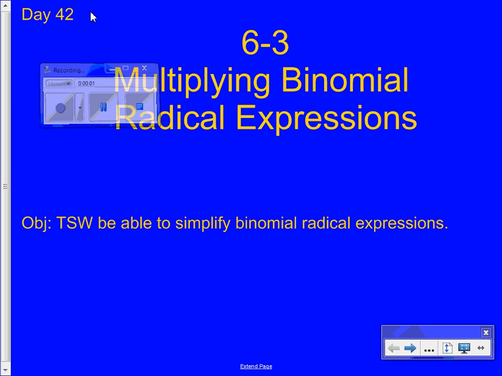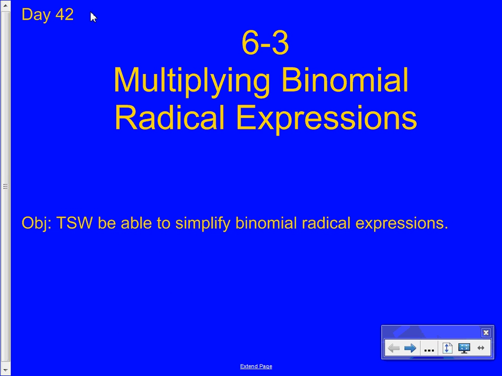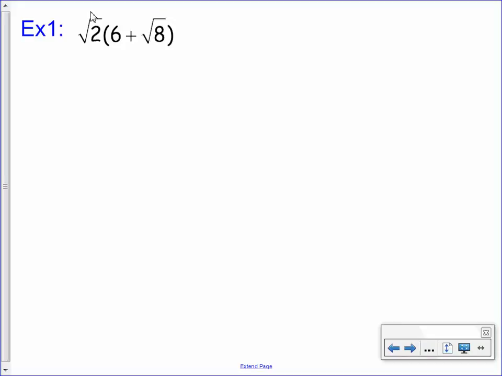Today we're going to be multiplying binomial radical expressions. Sweet. Here we go. All right, here we go.